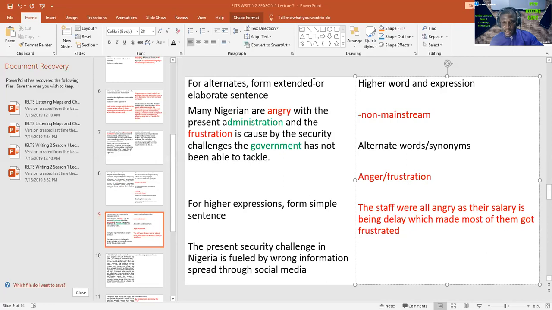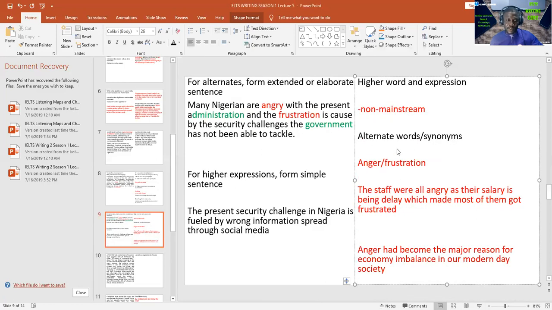Okay, you said anger. I wanted you to form an elaborate statement with the two of them where you will use anger and frustration or frustrated or frustrating at the same time in the same sentence. If you cannot use it in the same sentence, form a second sentence that is related where you will need to use the anger. Okay, I will be adjusting this one. I want one that forms a sentence with non-mainstream politician. Okay.